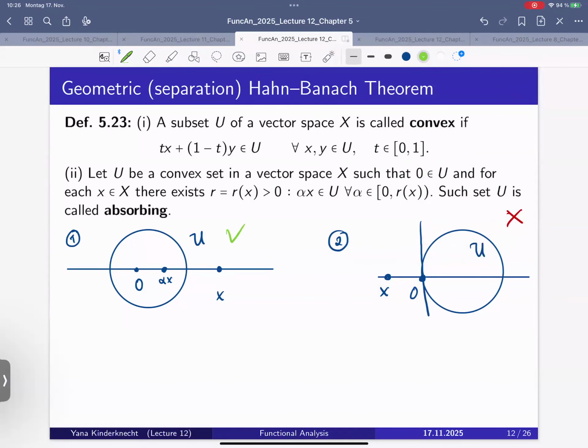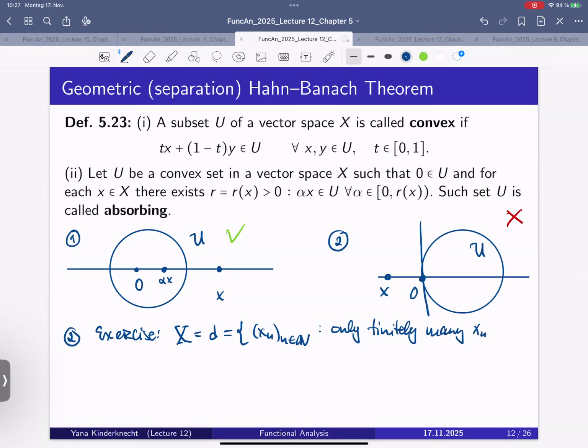This is a good example. But there are also some other examples which are good, but looking rather like this one. So it will be an exercise for you. As the space X, we consider the set of finite sequences, that is sequences, let me write it down because we have not specified it, such that only finitely many x_n are non-zero.